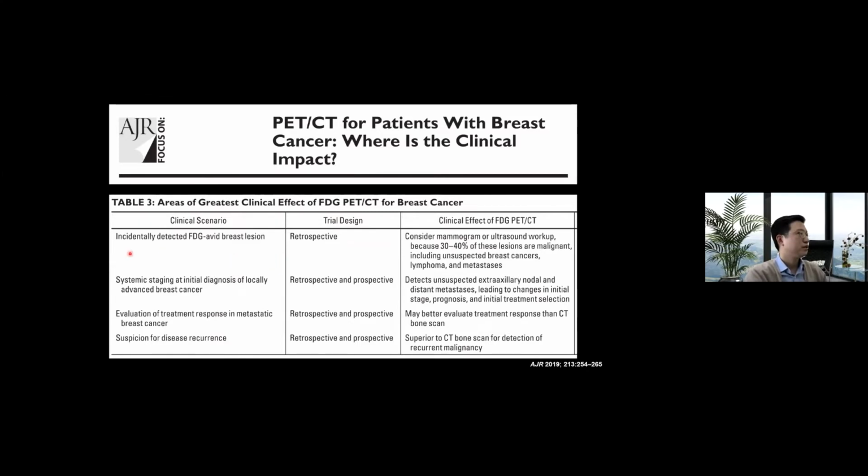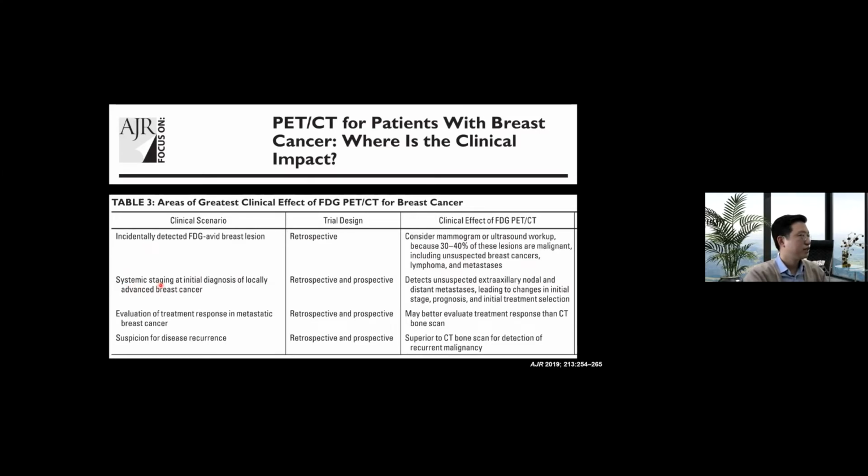One other thing, which is really not in case of breast cancer, but if you find an incidentally detected FDG avid lesion in breast, then mammogram or ultrasound is recommended, because in one retrospective study, there is a 30 to 40% chance of malignancy in these lesions. And these three are similar with the NCCN guidelines.